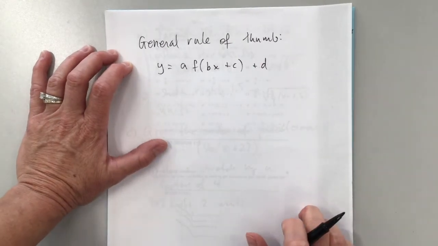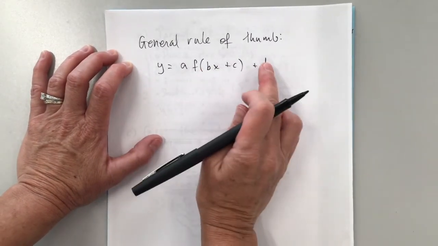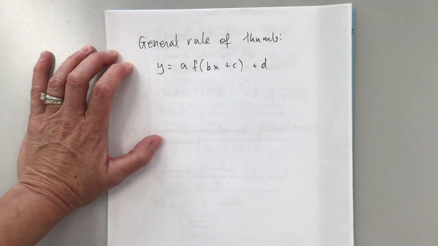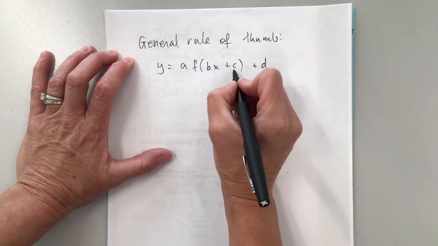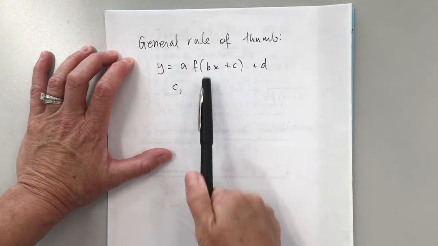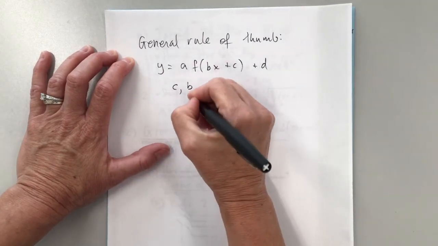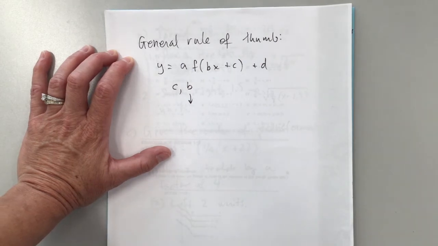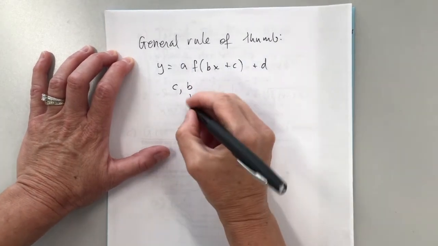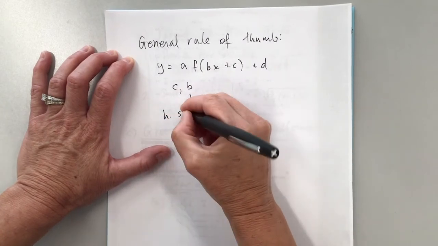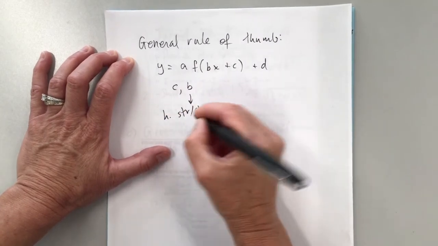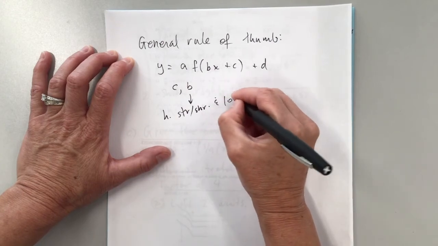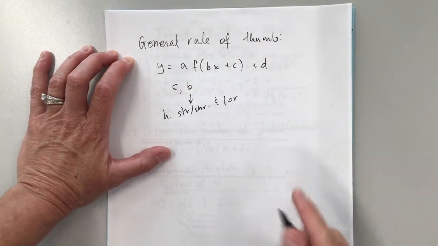In this case, when the b is not factored out, you take care of each of these numbers in the following order. First you do c, then you do b, and b is going to be a stretch or a shrink combined with a reflection, or without a reflection. So b will comprise horizontal stretches, shrinks, and/or y-axis reflection.